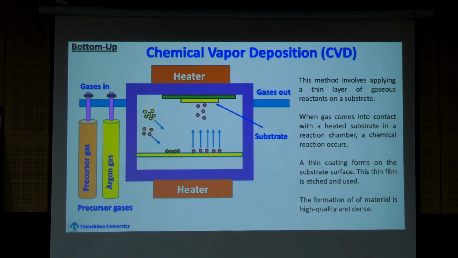Chemical vapor deposition. Chemical means use chemical. Vapor means vapor are created. Deposition means deposit on the substrate. So this is the simple meaning.